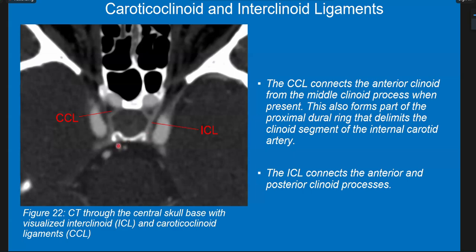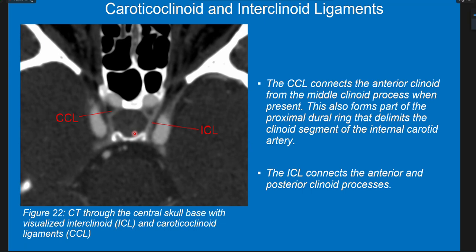Okay. So here you have the expected location of the middle clinoid process and the anterior clinoid, and basically there's this ligamentous or a dural fold that connects between these processes. This is the carotidoclinoid ligament, and also the carotidoclinoid ligament forms part of the proximal dural ring. That is one of the delineations between the cavernous and the clinoid segment.